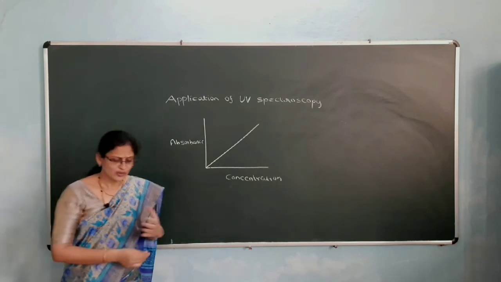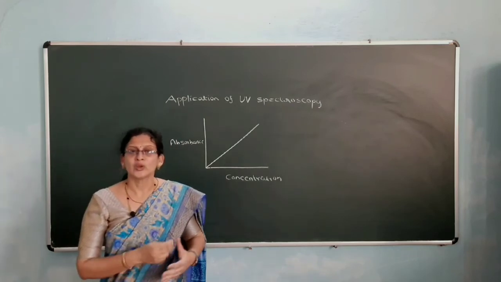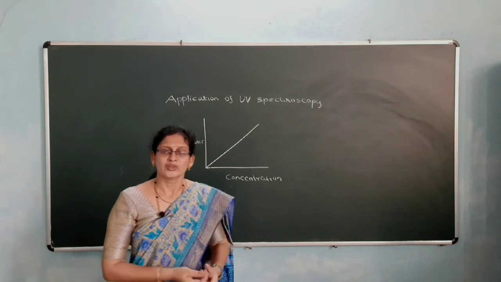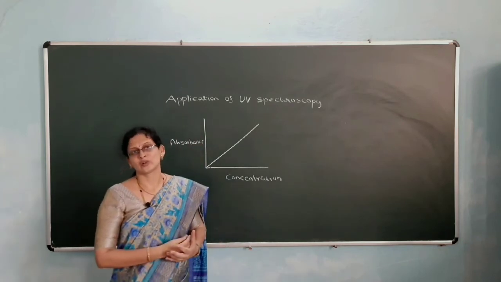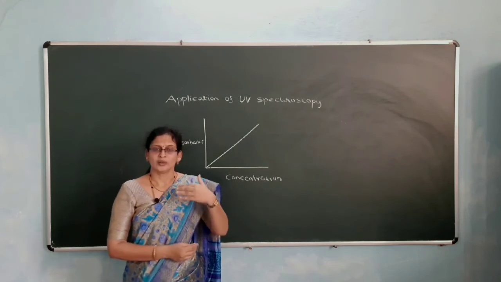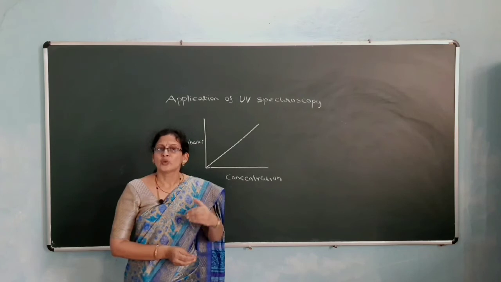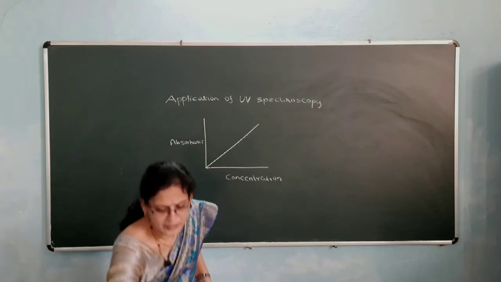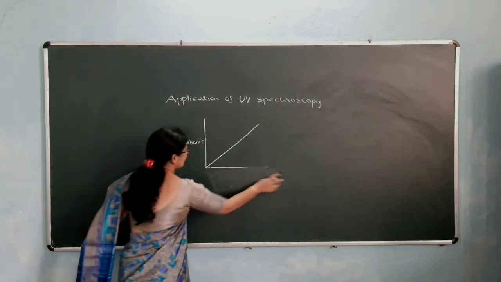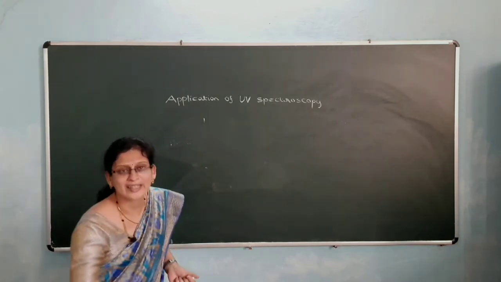So if you want to detect impurities, you can even use UV spectroscopy. In the determination of molecular weight also UV spectroscopy is used, and in keto-enol tautomerism, there also we use UV spectroscopy. We will take the example ethyl acetoacetate. So, ethyl acetoacetate has both a keto form and an enol form.